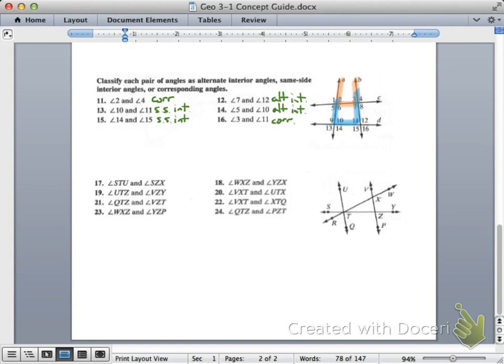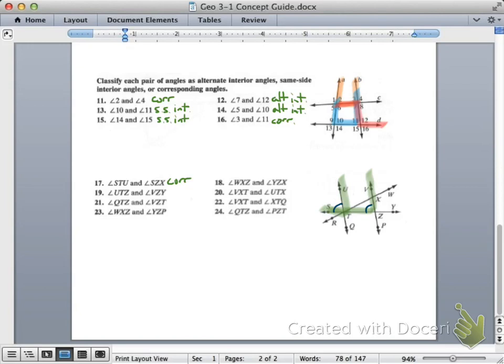Let me get you started with this first one. STU is this angle here. How do STU and SZX relate? Well, those are the two angles. It can help you to mark them this way. What is the transversal? What line goes through the two vertices? Well, that would be line ST or SZ. So are the two angles on the interior? Nope. STU is on the exterior, so those are in the same relative position. Those are corresponding angles.